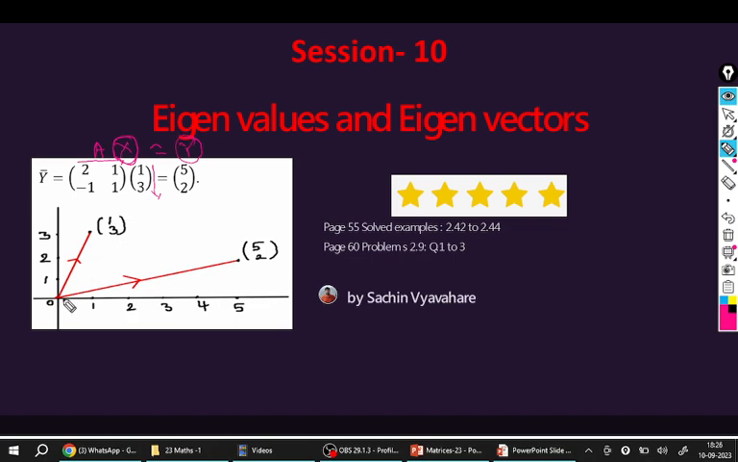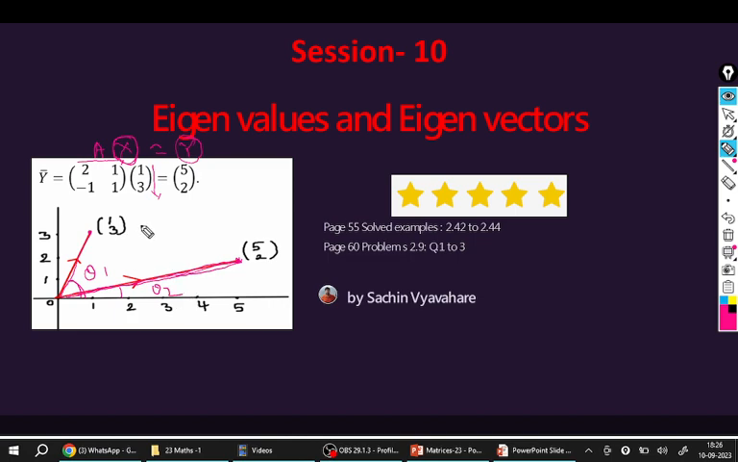The initial vector, if you draw it, is (1, 3), this is the position, and the new vector is (5, 2), this is the new position. What happened? The original vector has a certain magnitude, and the new vector has a different magnitude. That is the first thing we observed. Second, the angle made by the original vector with the x-axis is different from the angle made by the new vector.